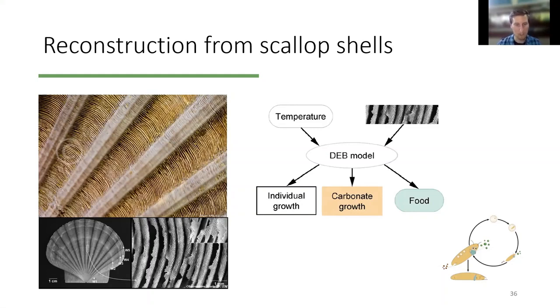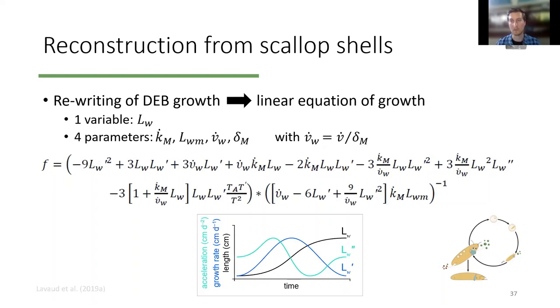This is a magnified picture, here on the left, of the growth increments of a scallop shell. And this is quite spectacular when you look at it, and it can be very interesting to use this information, as we are going to see. But it is a different process than the approach on otoliths, because this reconstruction method is based on a rewriting of the DEB growth equation into a linear form.